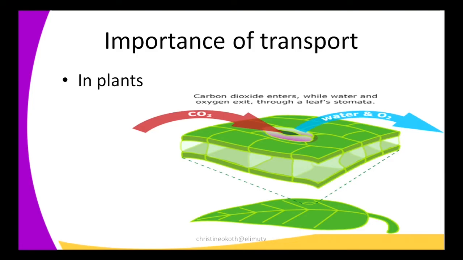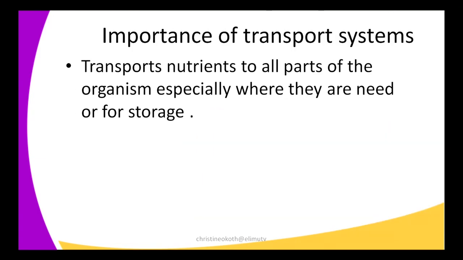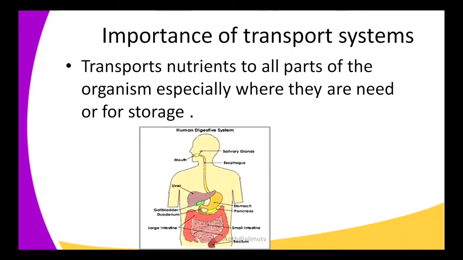Then it also ensures that the byproduct, which is not necessary in the plant, is eliminated, which is carbon dioxide. Another importance of the transport system is that it transports nutrients to all parts of the organism, especially where they are needed for storage. After the ingestion, or the taking in of these various food products, the nutrients got from the food will be of no use if they are just in the stomach.